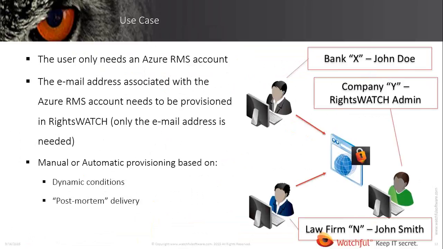Another thing is what we call post-mortem delivery. Post-mortem is basically when you send an email to John Doe at Bank X, or you share a file with John Doe at Bank X, and that user is not provisioned. That email from that user is not provisioned on RightsWATCH. So basically he tries to open it and he cannot. What happens is that later, the next time he tries to open it, after a couple of hours when the process is completely finished, he will be able to open it. Again, all this has to do with the fact that you're able to apply Azure RMS templates to share that file and that email. Because if you're using ad hoc rights, that capability is already there via the native Azure RMS offering.